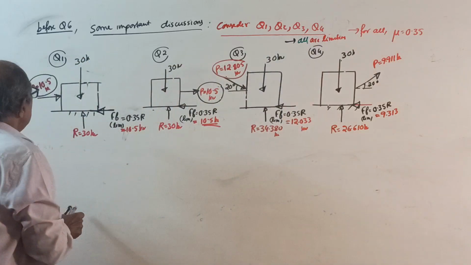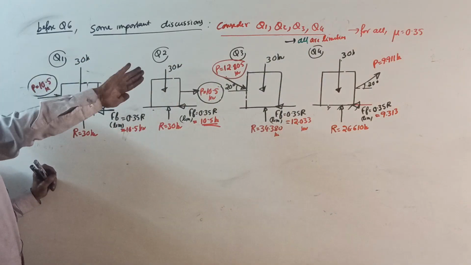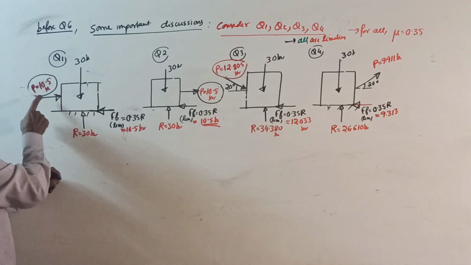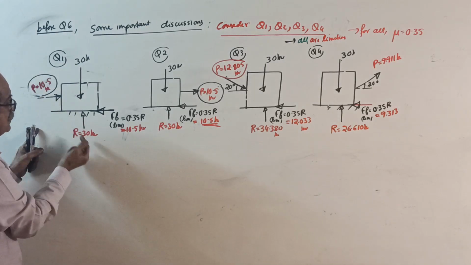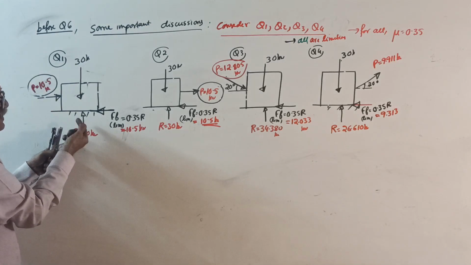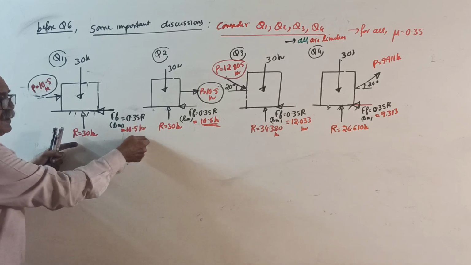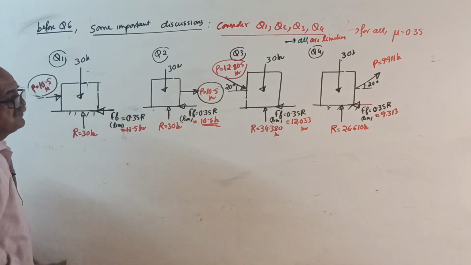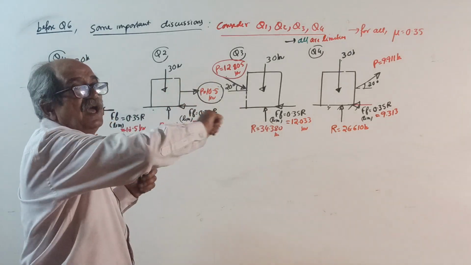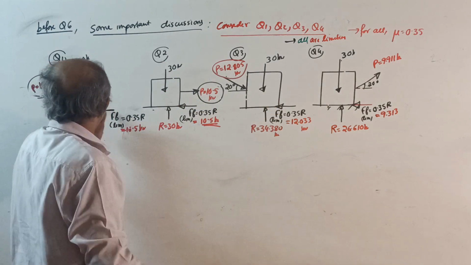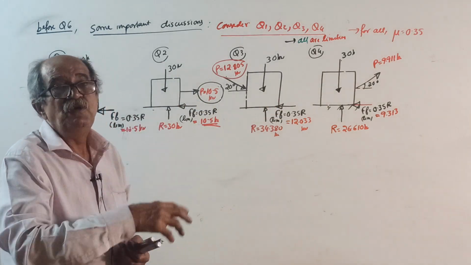Question 1 is a horizontal push required. The answer we got is 10.5, shown in red color. Normal reaction we got 30. Frictional force we got 10.5. One more, each balances. Question 2 is a pulling force. Again, a horizontal pulling force. The same answer came. I will tell you why now.